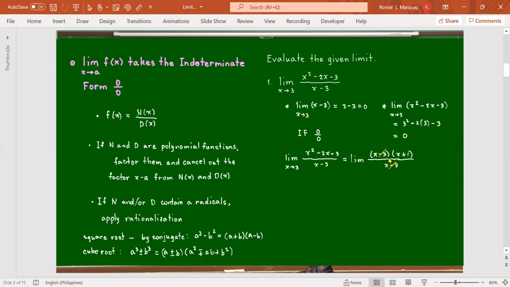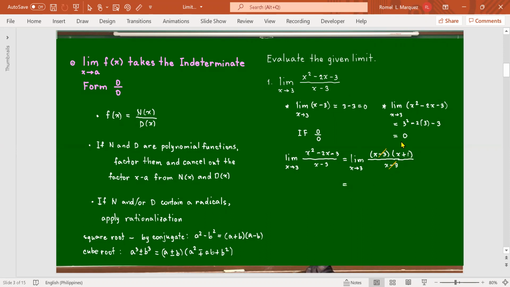We are allowed to cancel out x minus 3 because we do not want x equals 3, but we just want x closer to 3. Okay, so what we are doing is we are trying to find a function whose limit is the same with the limit of the original one, no? So this function x plus 1 and x squared minus 2x minus 3 all over x minus 3 have the same limits when x gets closer and closer to 3, but they are not the same function, huh? They just have the same limits.